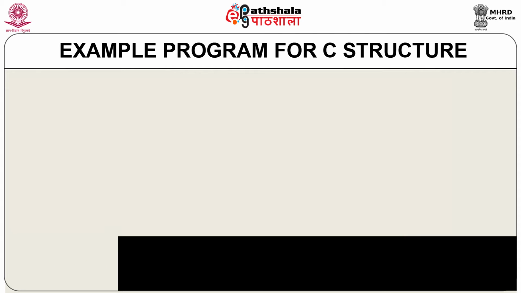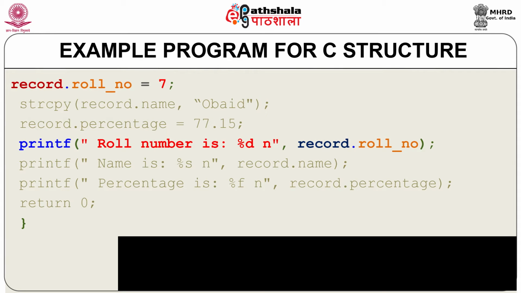Let us take the second instruction. Take record.rollnumber = 7. In this you are entering roll number 7 under the structure record. You are using a printf statement for displaying the roll number of that student: printf("Roll number is %d\n", record.rollnumber). This instruction will display the roll number of the student.